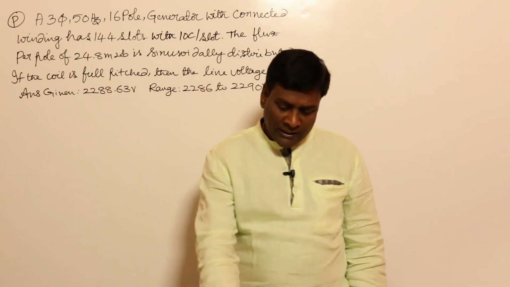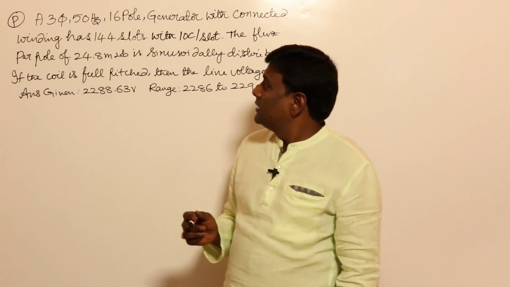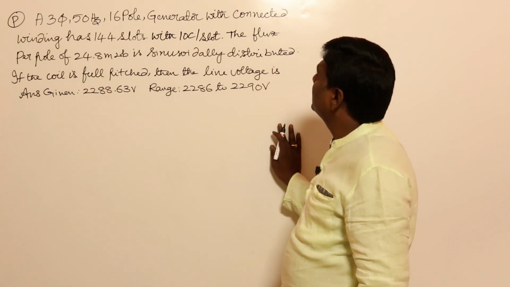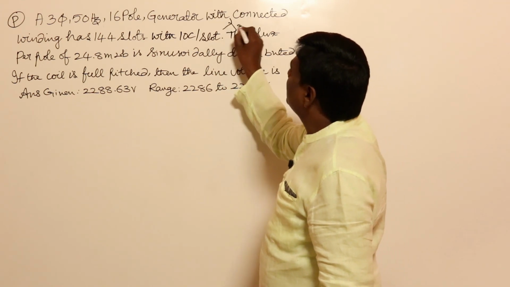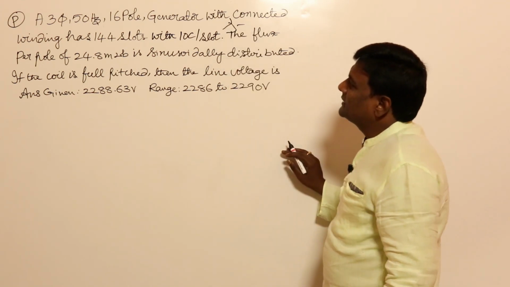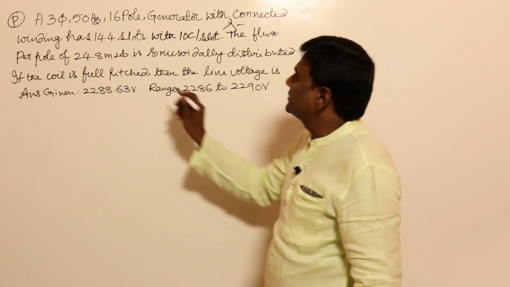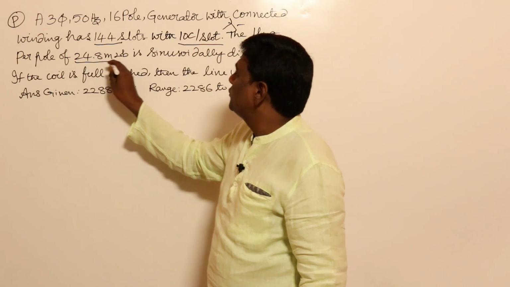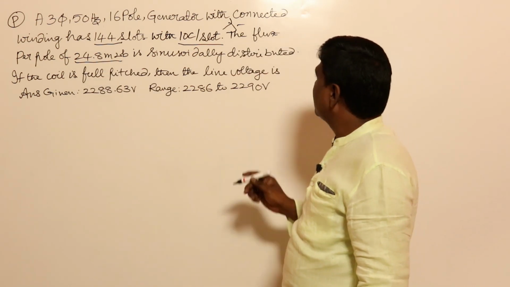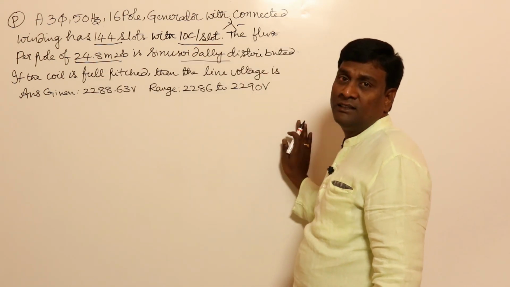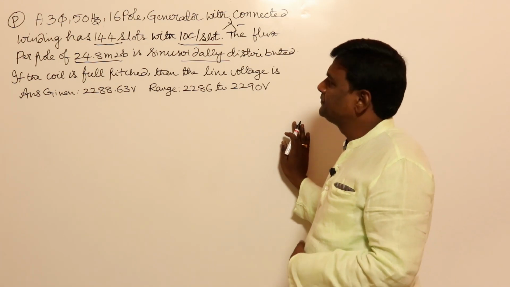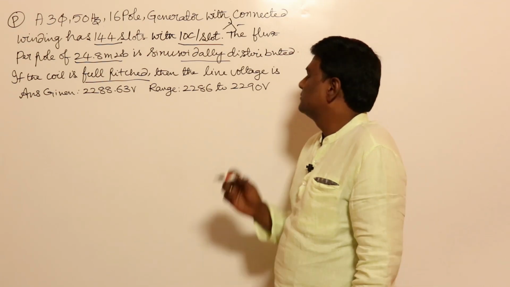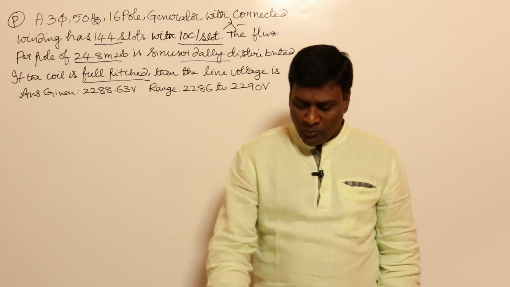Anyway, the point here is: a 3-phase 50 Hz 16-pole generator with star connected winding. Actually star should be there here, it's a small typo, it's okay. The winding has 144 slots with 10 conductors per slot. The flux per pole is 24.8 milliwebers, sinusoidally distributed, in the sense that there are no harmonic components in the operating flux. If the coil is full pitched, then find the line voltage. It is a numerical question.